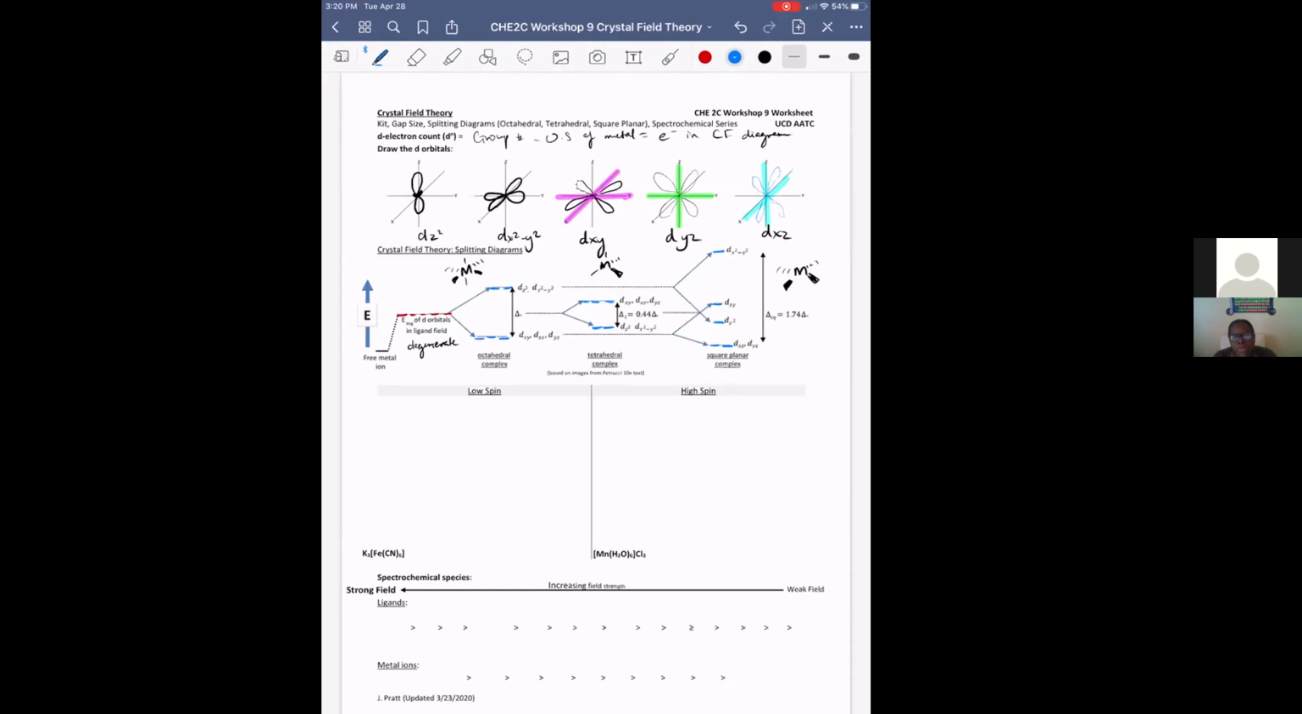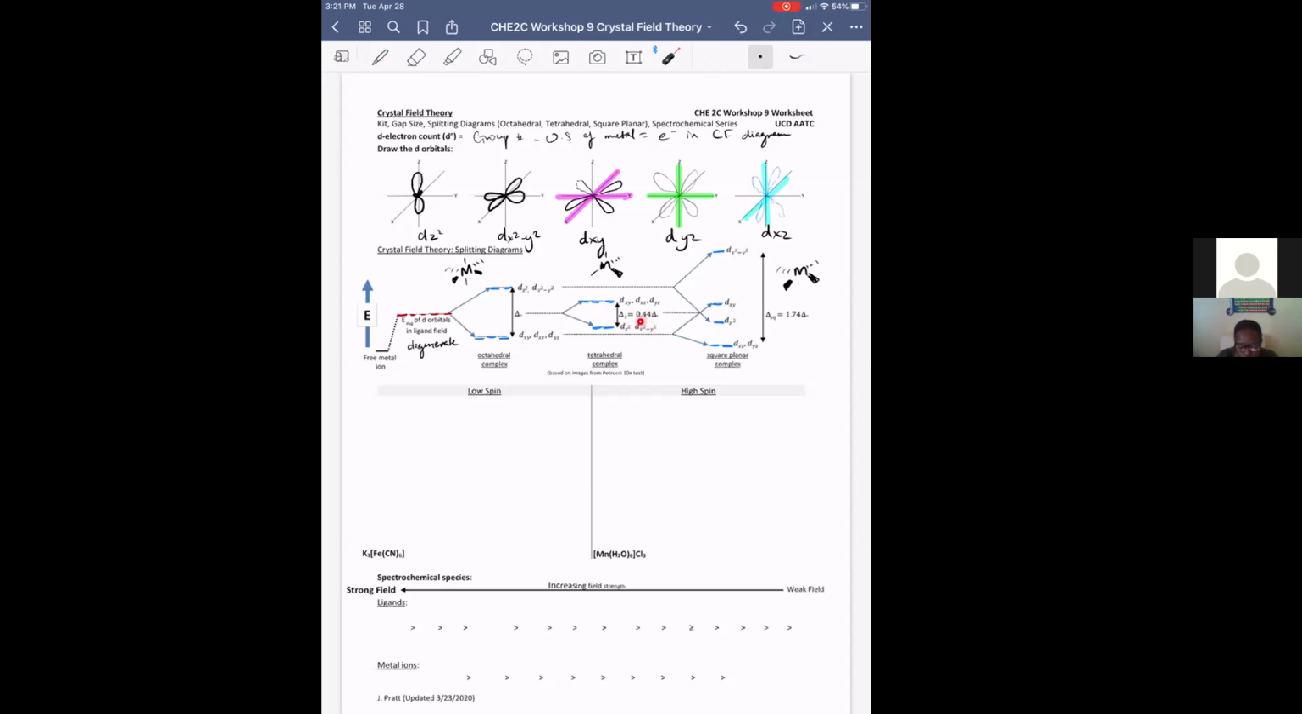So you also see some numbers there. It gives you an indication of what that splitting looks like. We're thinking of these as being to scale. So we're saying that our octahedral splitting is a certain value depending on the metal, right? The energy difference between these two orbital levels depends on our metal center. And then depending on the shape of our molecule, this energy difference changes, right?